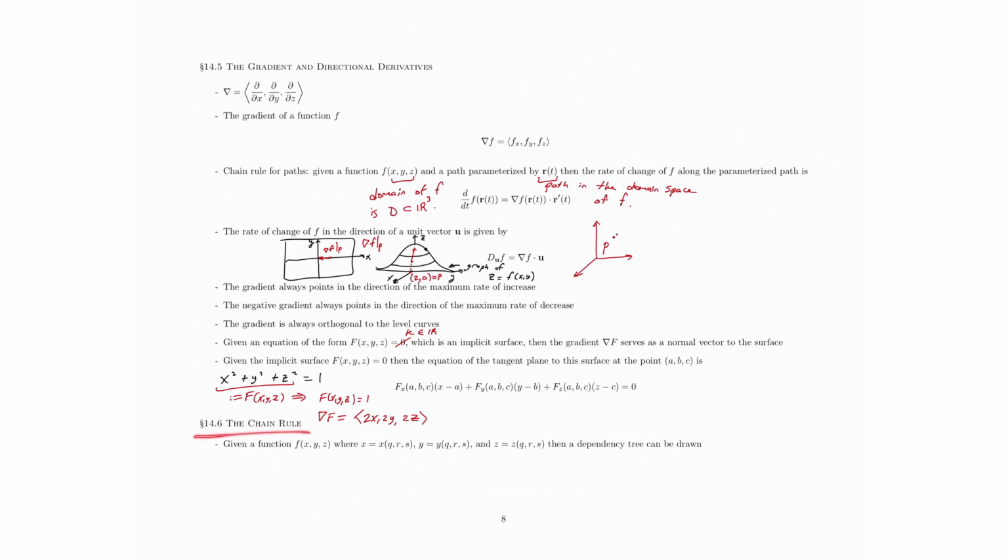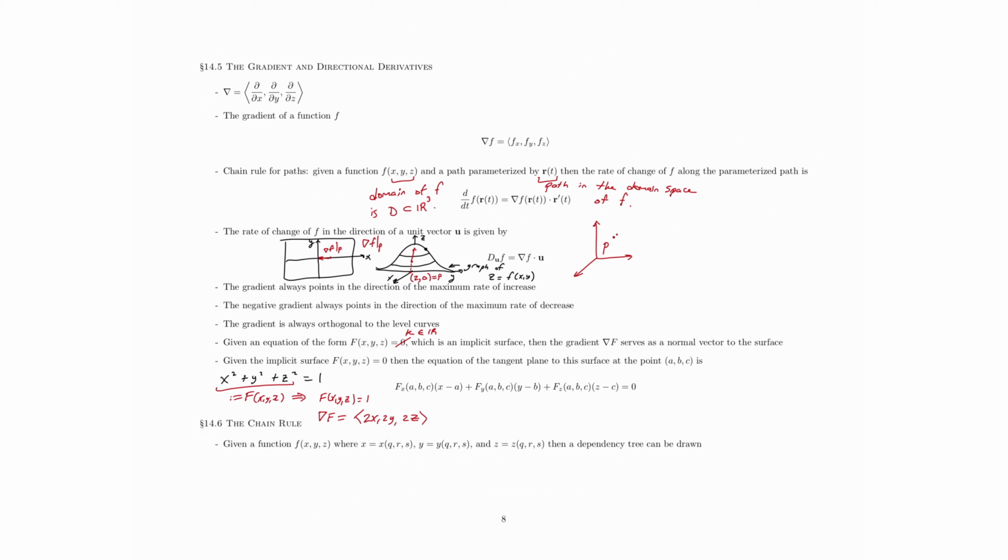Next section on the exam is 14.6, the chain rule. This is where you have a function and its variables depend on other things. So for instance, if f depends on x, y, and z, and each of x, y, and z further depend upon q, r, and s, then you can ask the question, how does f change with respect to r? Or how does f change with respect to q?